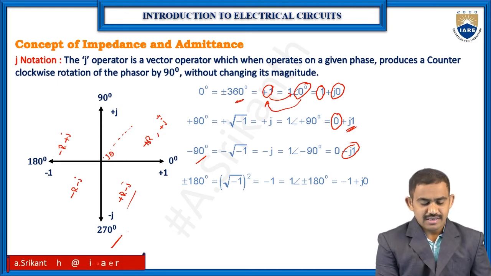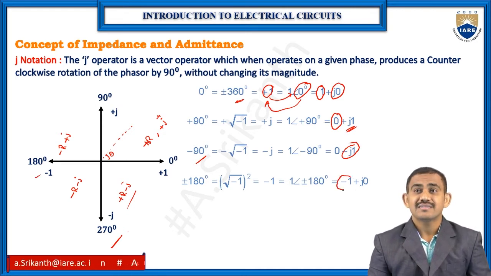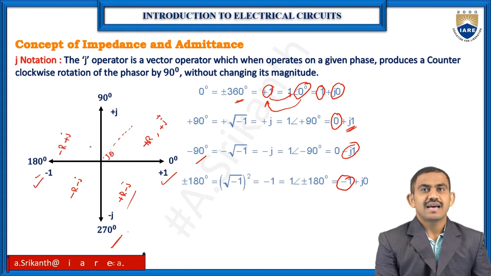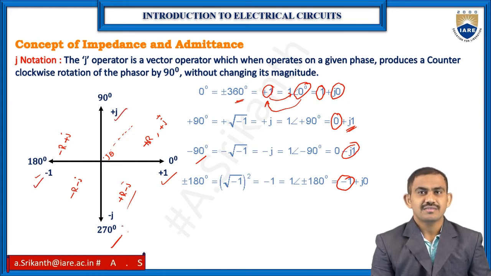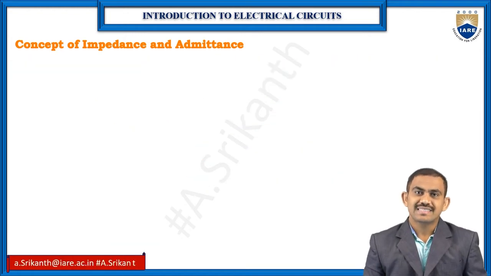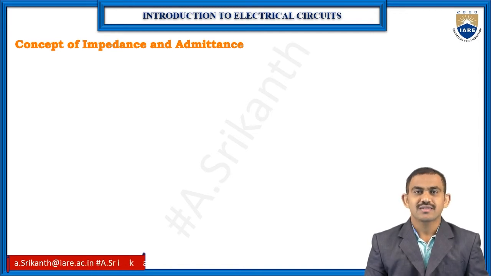And coming to 180, your real value is minus 1. So here real value is minus 1 and imaginary value is minus j. Before going to impedance and admittance, again we have small problems on rectangular to polar and polar to rectangular conversion.